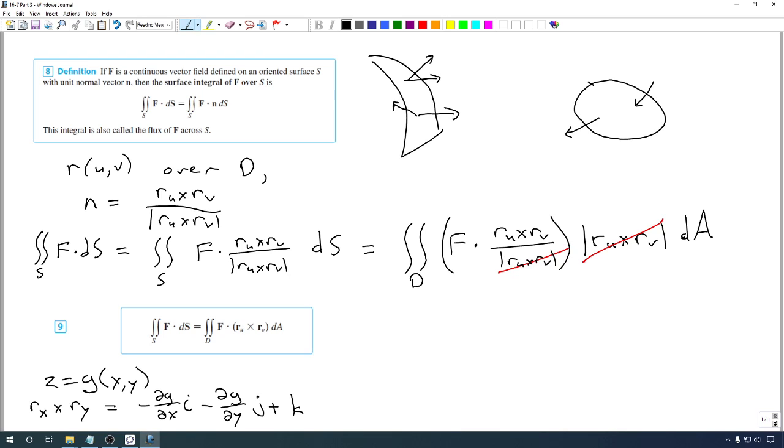And so when we put it into this kind of formula, and we say that F is Pi plus Qj plus Rk, we get the formula that the surface integral of F dot dS is the double integral over whatever region D that we form the surface over, of negative P times the derivative of g with respect to x, minus Q times the derivative of g with respect to y, plus R.